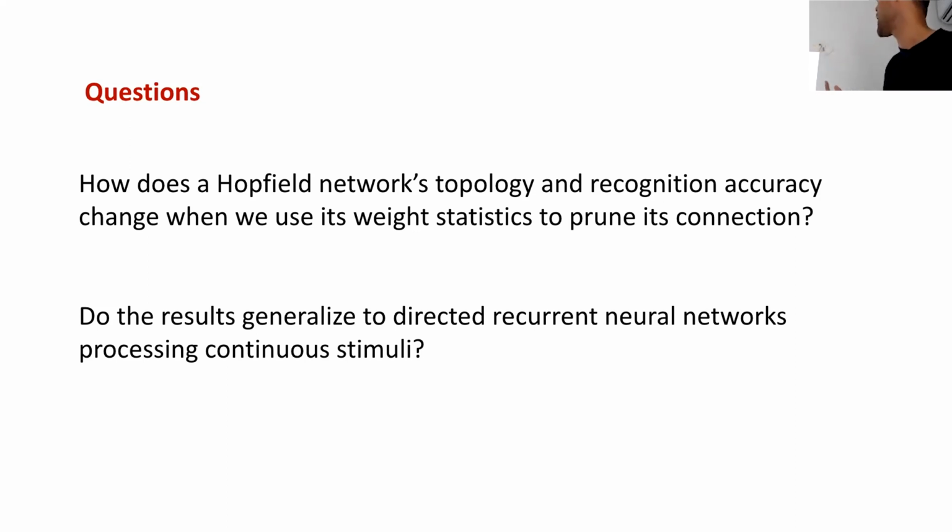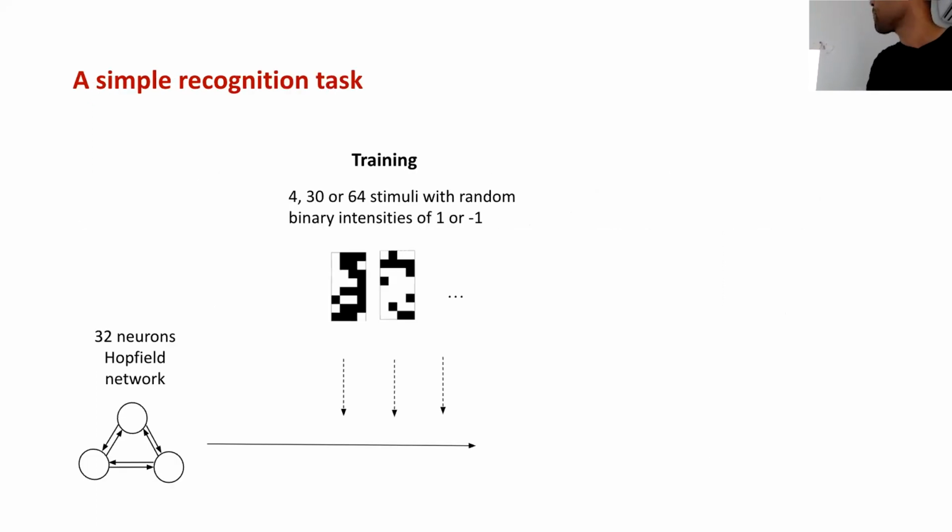And the second question I asked, because we know Hopfield is a very, very simple network, is can we generalize that to a directed recurrent neural network that is actually processing more complex stimuli, like continuous intensity stimuli, not just binary stimuli. So the ability to generalize, basically. Something that looks more like the dynamics of the brain.